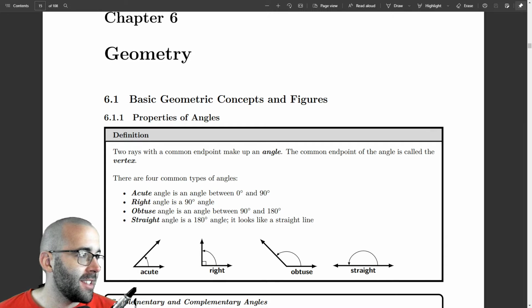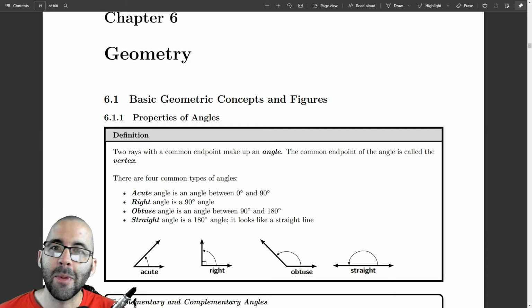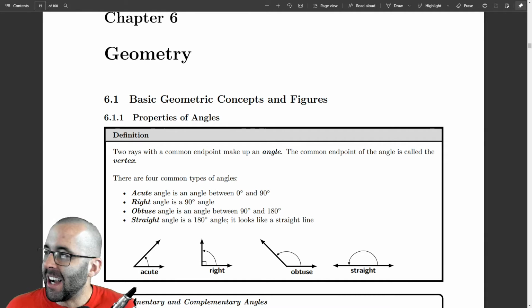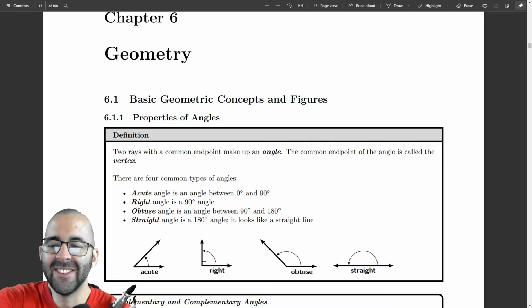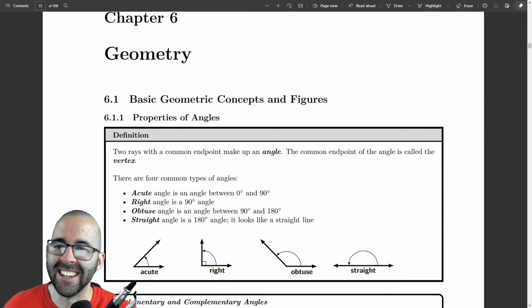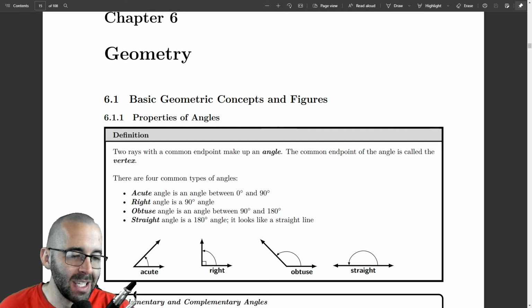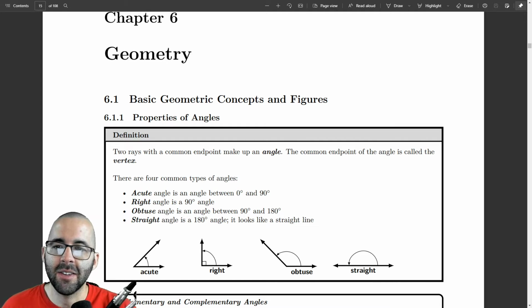Welcome to geometry. Geometry, by the way, my single least favorite part of math in my entire high school experience. I hated geometry, but with that said, you guys are going to love it. Okay, so we got a little bit of geometry in this week and next week. Let's get started.